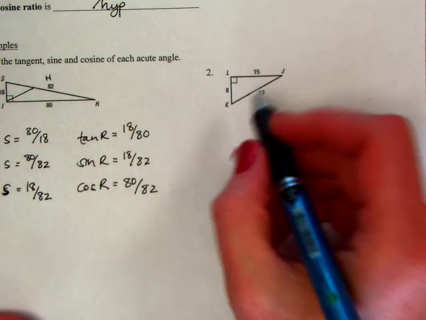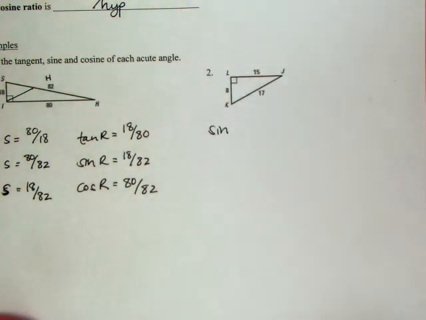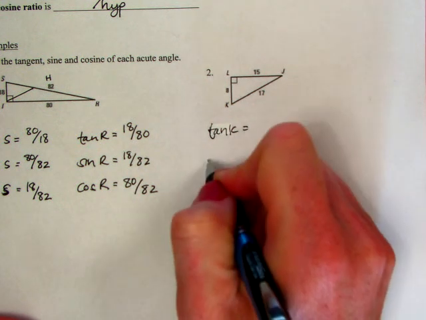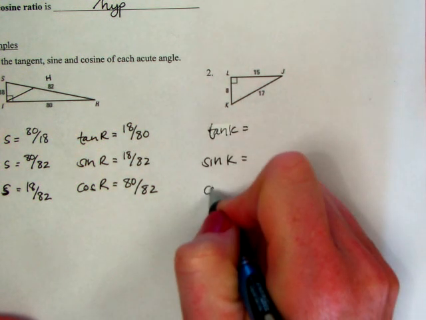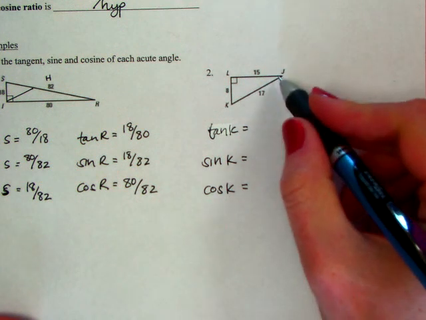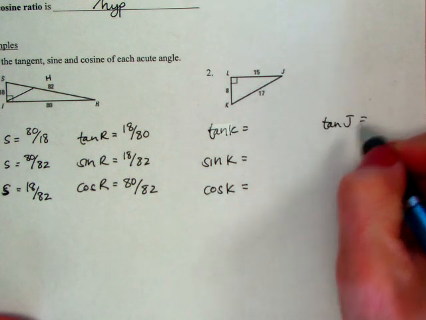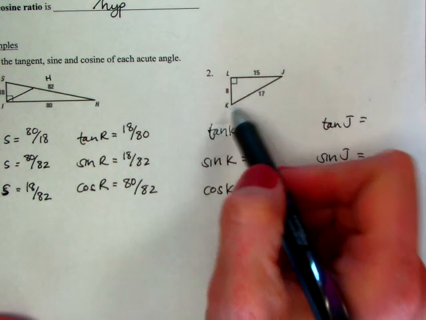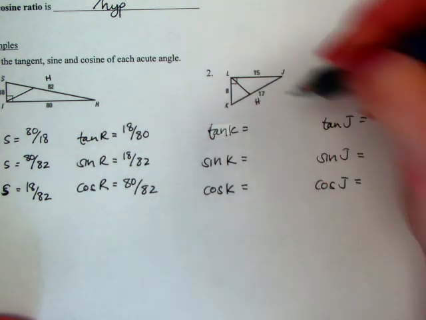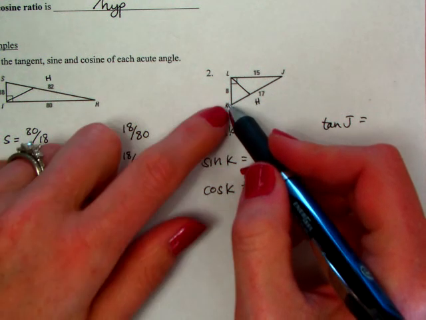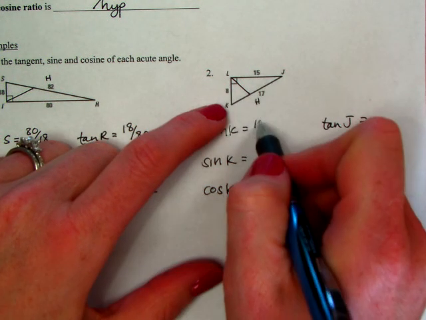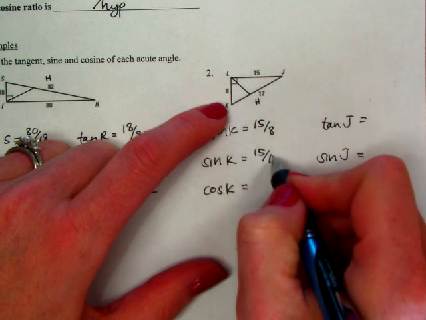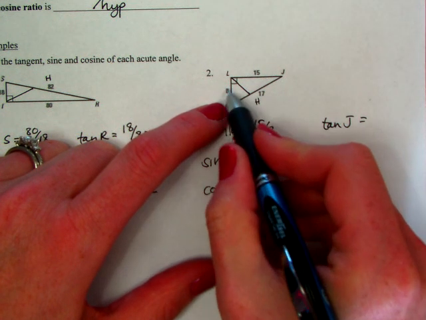One more example, doing the exact same thing. So we're going to do tangent first. So we'll do tangent of K, and then sine of K, and then cosine of K. And then we need our other one too, so we'll do tangent of J, sine of J, and cosine of J. So tangent of K, we're going to identify our hypotenuse always. And tangent uses opposite from K, so 15 over adjacent. Sine uses opposite over hypotenuse. Cosine uses adjacent over hypotenuse.